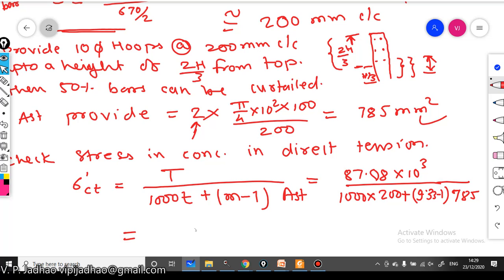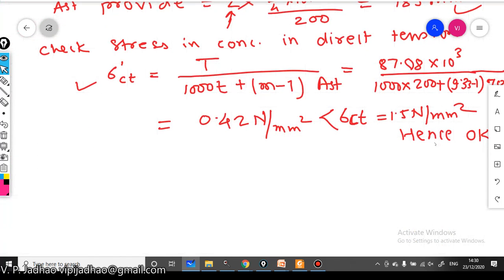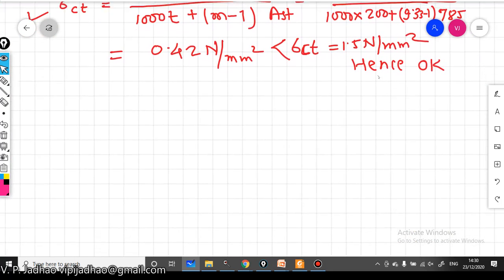So we get this value of sigma dash Ct equal to 0.42 Newton per mm square. This value is less than sigma Ct. Sigma Ct is 1.5 Newton per mm square, and hence okay. So the stresses developed are less than the permissible stresses, and hence this particular AST is okay.